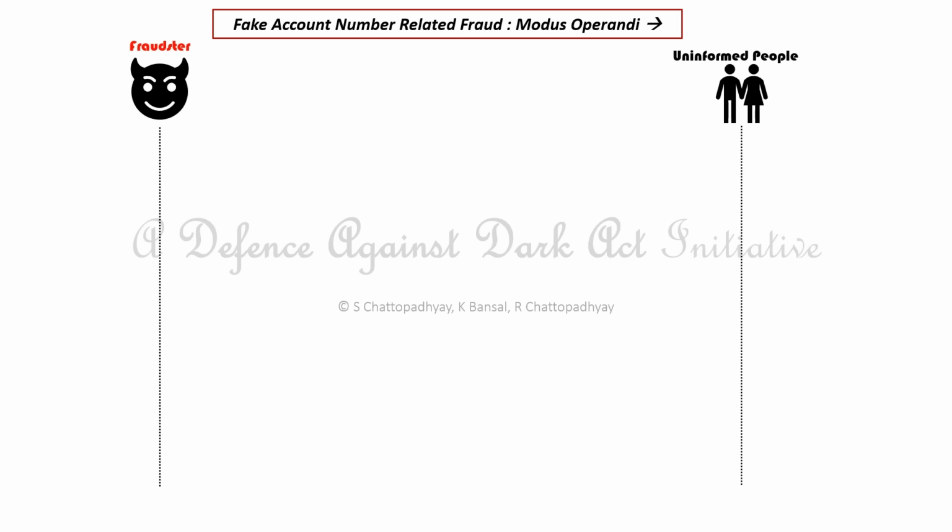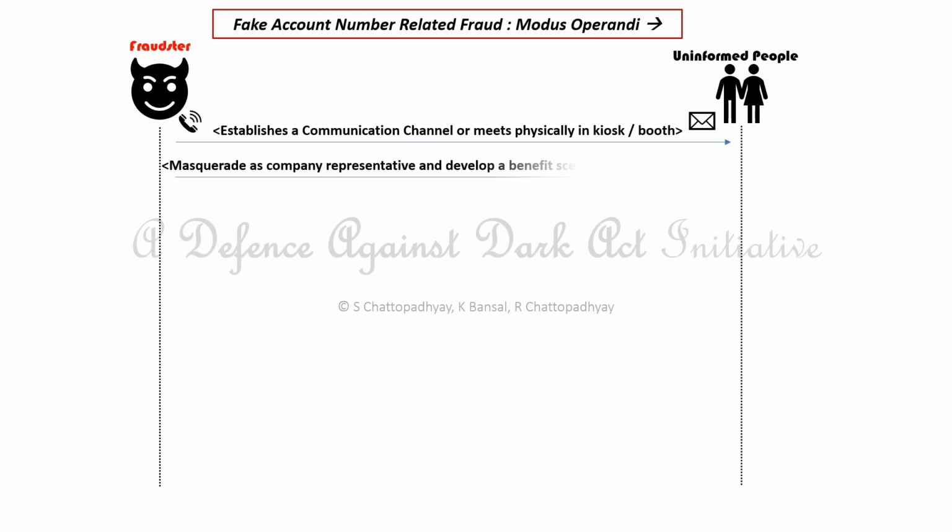So, this is how the modus operandi goes. The fraudster establishes a communication channel, or they meet the potential victims physically, perhaps in a particular kiosk or in a booth, and they masquerade as company representatives and develop a benefit scenario for the potential victim. We'll be discussing exactly what kind of benefit scenarios they could be coming up with. And then they use breach data to make the whole scenario sound authentic.